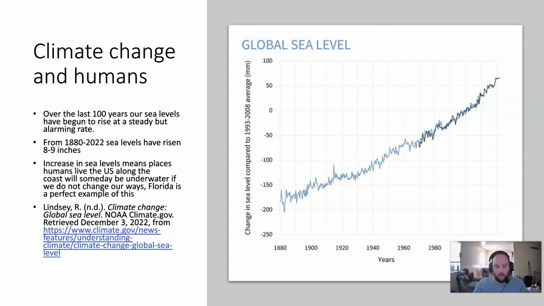So what does that mean? Well, an increase in sea levels affects places where humans live along the coast. Let's use the U.S. for example, and in particular Florida, which I'm sure a lot of you have heard about. The beaches along there have been disappearing more and more because of rising sea levels. So, what does this mean? It means that probably 100 years from now, there may not be a Florida anymore because it's all going to be underwater.